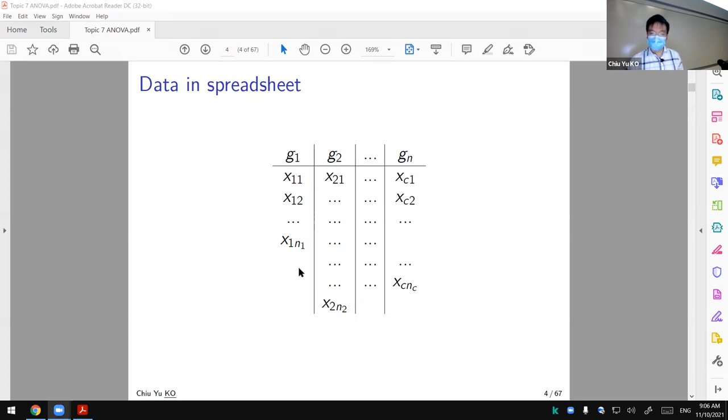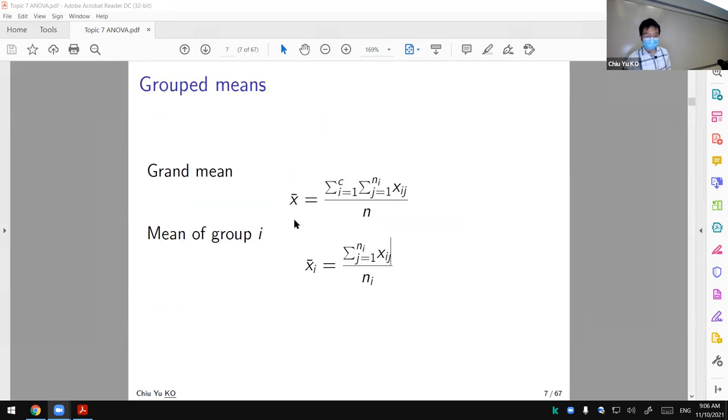Is that okay? Just the vertical thing. Now we have two definitions, mean of the overall and mean of the individual groups, right? Intuitively, if everything is the same, then you don't have to test the hypothesis, you're done. So the question is whether the group mean is very close to the grand mean. If they are the same, there's no difference. So the idea is to test whether there are differences.